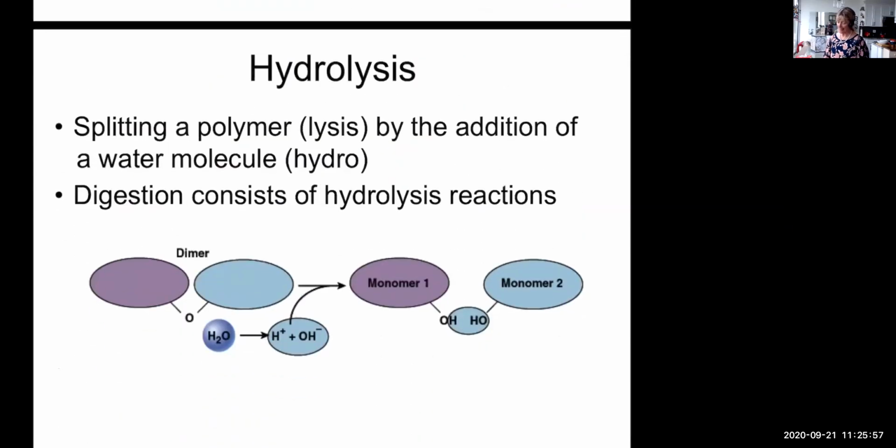That's dehydration synthesis. Hydrolysis is splitting a polymer. Lysis means to split. And you add a water molecule. Hydro stands for water, lysis stands for splitting, hydrolysis, splitting using water. So when you add a water molecule, the one hydrogen group ends up on one monomer and the other hydroxyl ends up on the other monomer. And that's how splitting happens. That's how digestion happens.